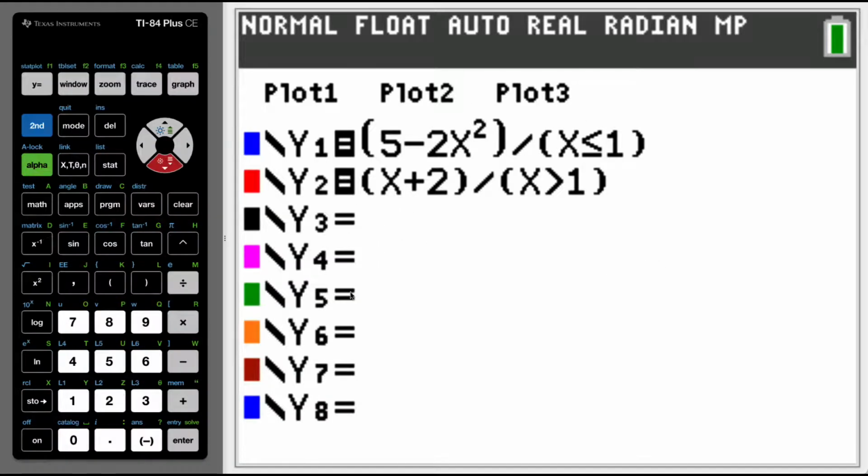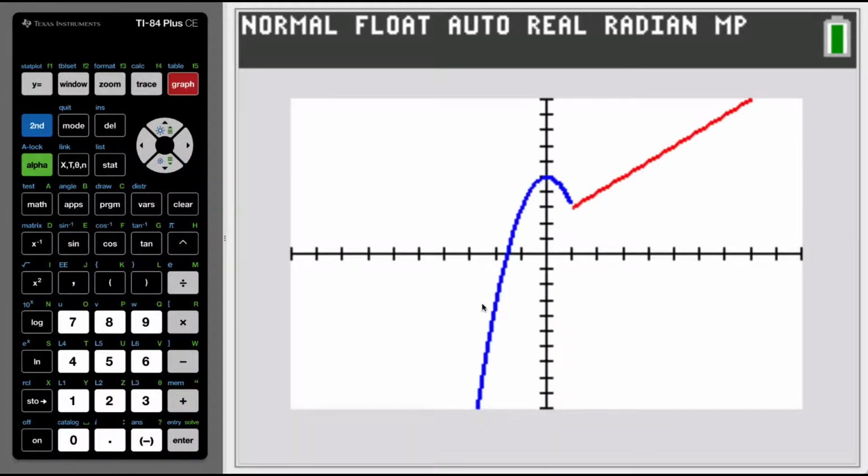So in my y equals screen, I've got both pieces of that piecewise defined function typed in over their specified domains that we were given. When I hit graph, we're going to get a picture that looks something like this. So that part of a parabola is the first piece of our function for x values that are less than or equal to 1, and then that line is the second piece of our function for x values that were greater than 1.